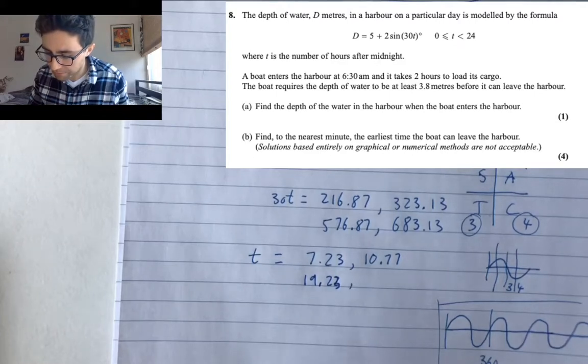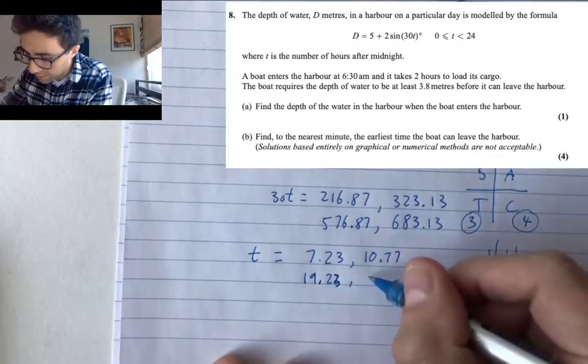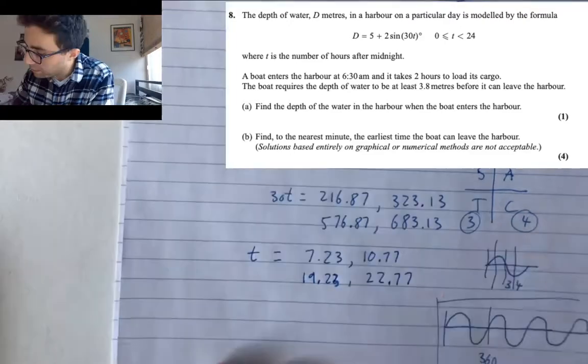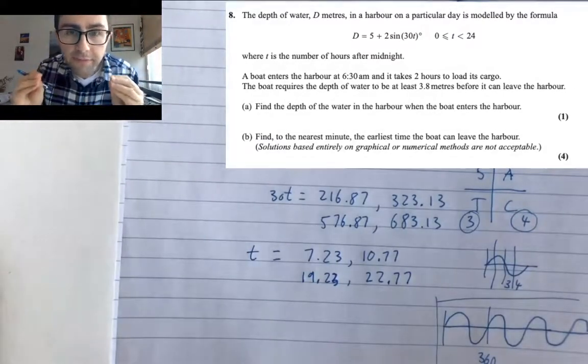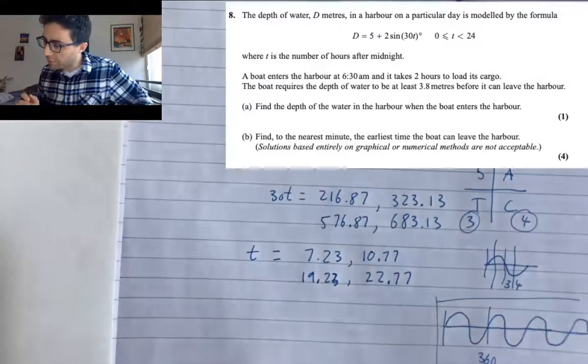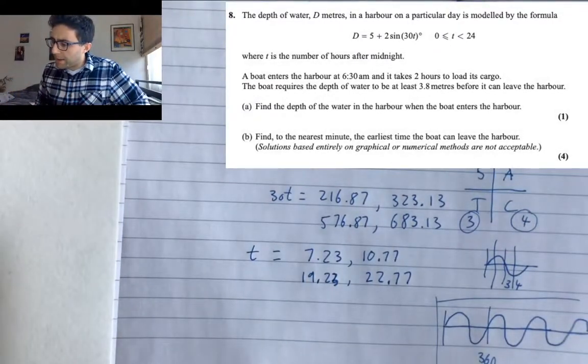683.13 divided by 30. Remember, that's all in hours. And remember, that's all in hours after midnight.